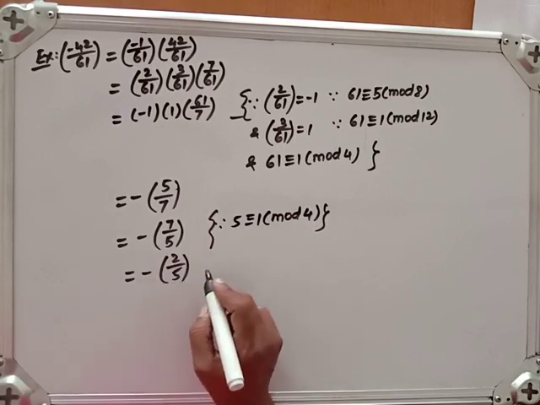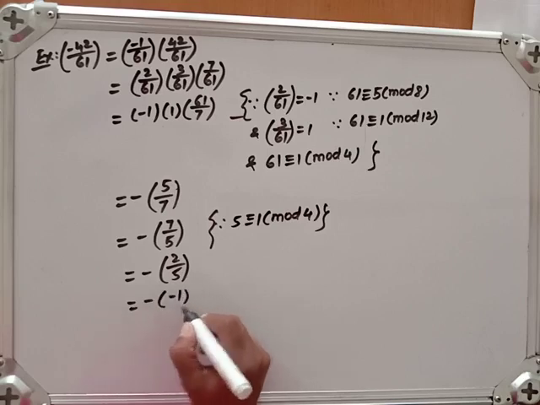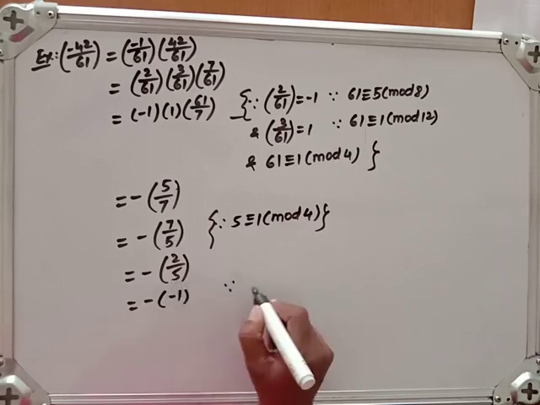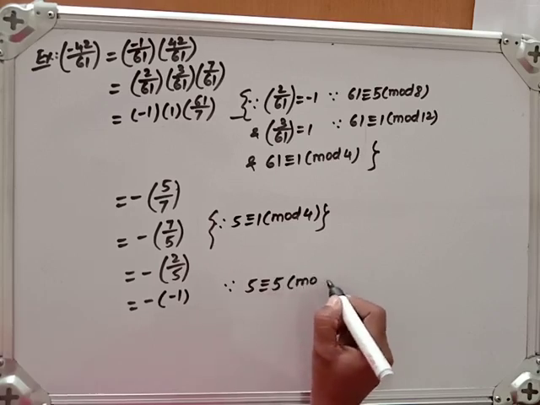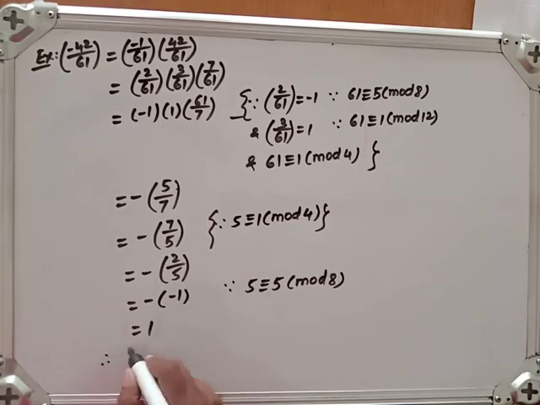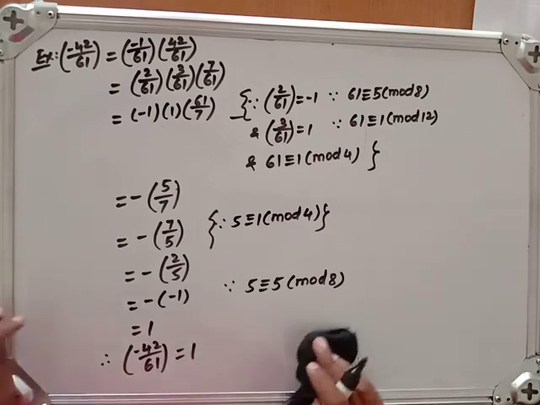Now this one will be minus of what? Minus 1, because what can we say here? This 5 is congruent to 5 modulo 8. So this is what? 1. Therefore the Legendre symbol of minus 42 by 61 is what? 1. Now let's take the next example.